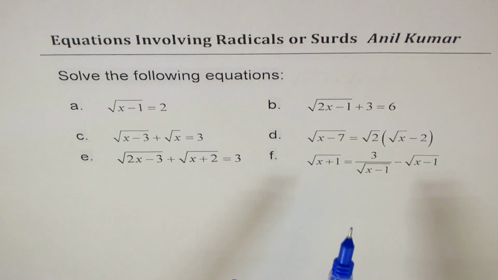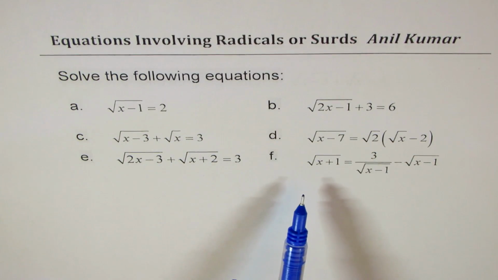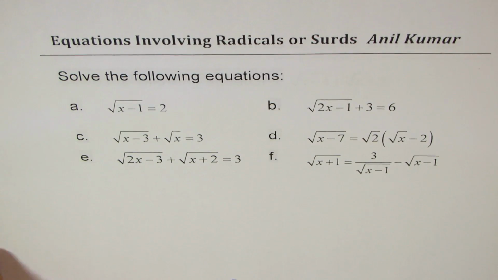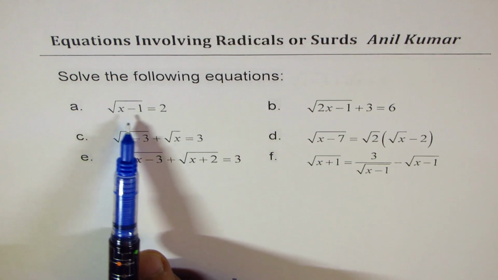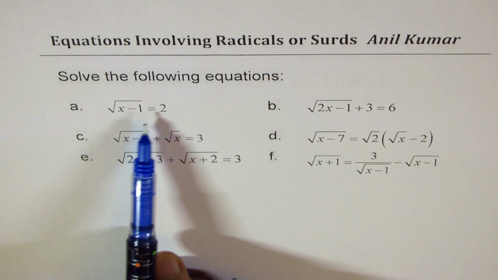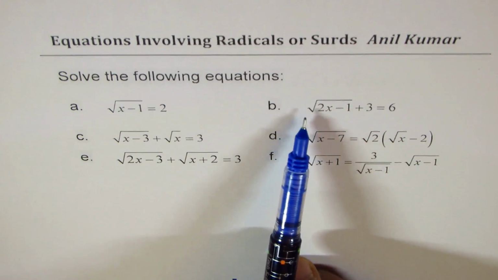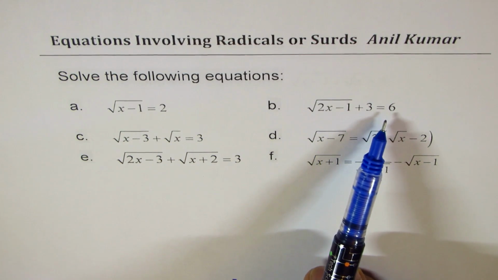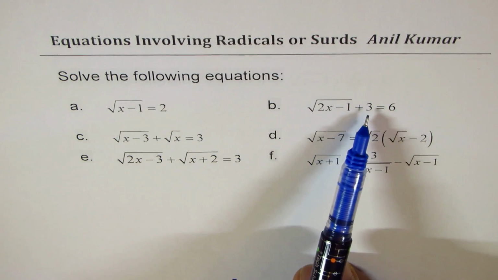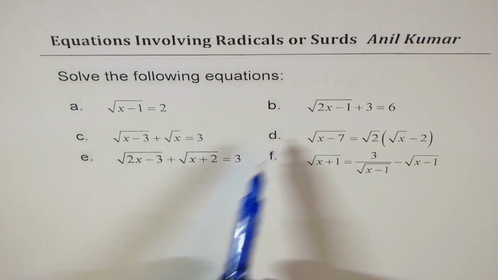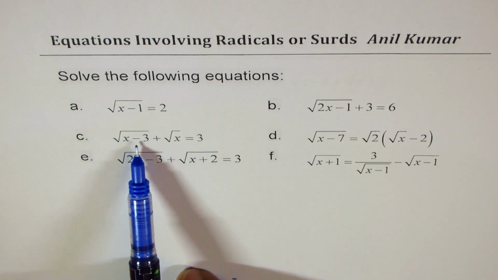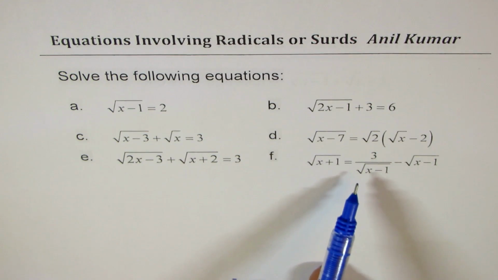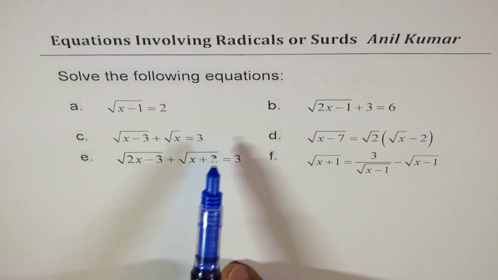What I've done here is take 6 examples to give you a variety, and I hope that will help many of you understand how to solve such equations. We'll begin with a simple example: square root of x minus 1 equals 2. Squaring both sides can help solve this equation. Then we have square root of 2x minus 1 plus 3 equals 6, where we can get a similar form by taking 3 to the right side. C, D, E, and F are slightly more difficult since we have 2 radical terms in these, and soon you will learn how to solve these.